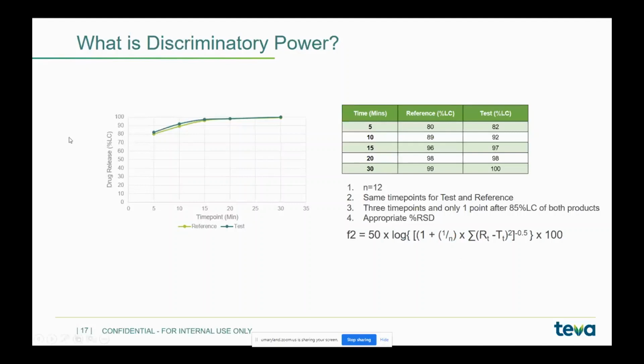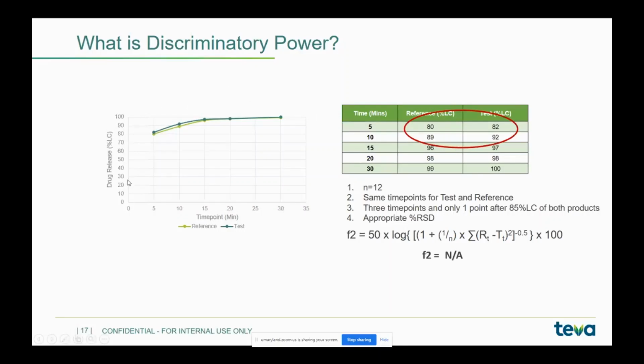This example, and again Dr. Chin touched on it at the end of his talk: this product has greater than 80% at 5 minutes, greater than 85% at 10 minutes. In this case, the F2 value is not applicable. It doesn't meet the requirements of this test. We don't have 3 time points above 85%.